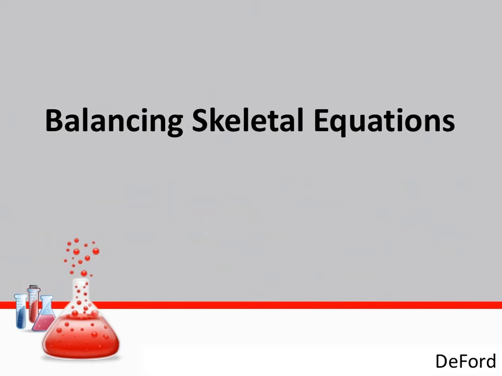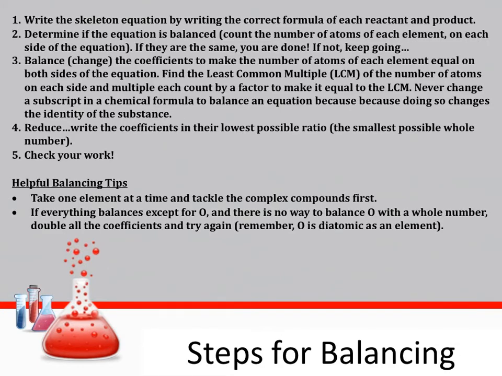This video is going to demonstrate how to balance chemical equations using a quick and easy method that will work for any chemical equation. Here are the detailed steps so that you have them, but we're actually just going to put them to practice. A couple of things to note: we want to make sure we take one element at a time and tackle those complex compounds first, and then make sure we reduce if needed so that the smallest possible whole numbers are being used in our equations.